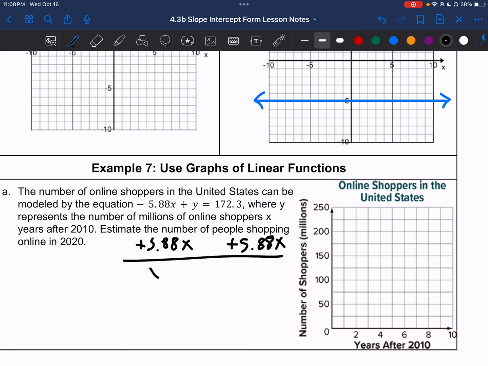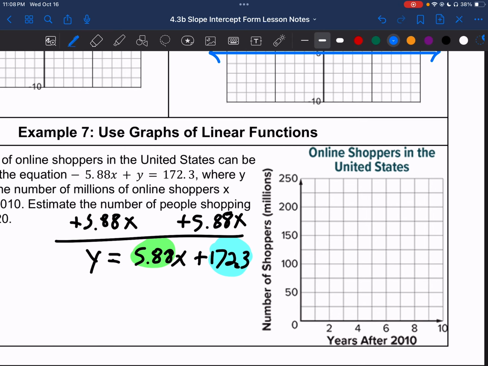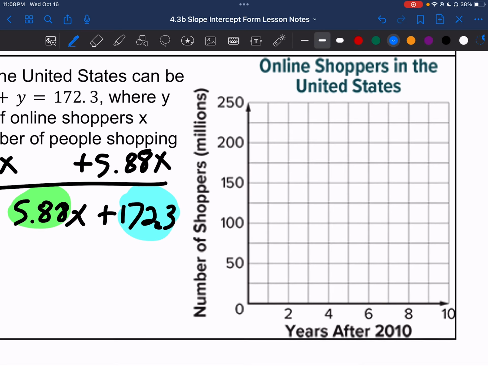And that's going to give us y equals 5.88x plus 172.3. Now, we need to graph this, so we need to figure out what are my slope and my y-intercept. 5.88 is my slope. 172.3 is my y-intercept.